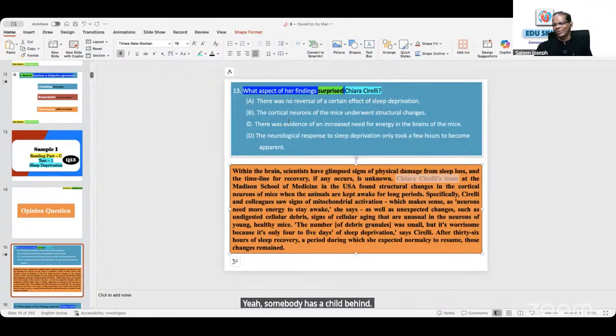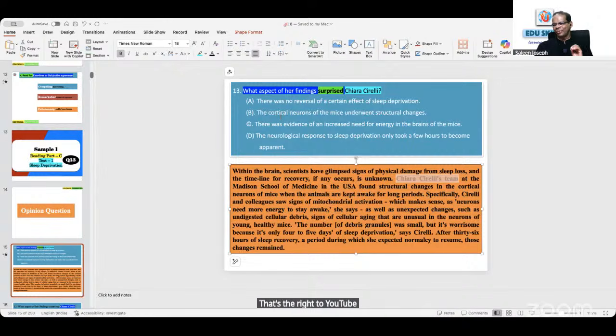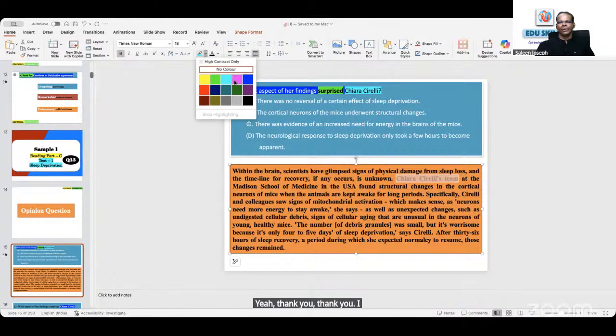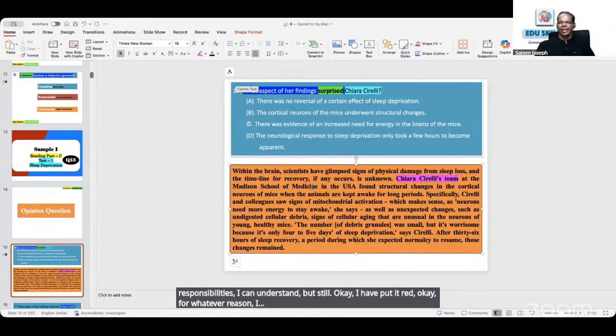Please don't unmute. One who has a child, please. That will disturb not only you, even those who are watching on YouTube. If you have any disturbance in the background, please don't unmute your audio. Just listen. That's all. Thank you. I know you have family responsibilities, I can understand, but still. I have put it red. For whatever reason. Then what else do you have?